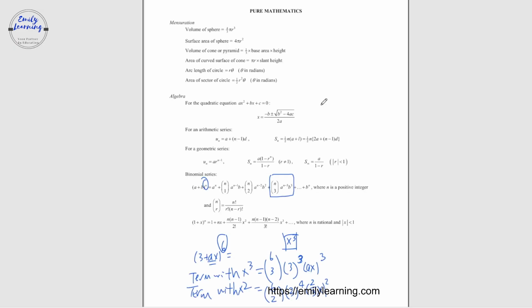Next, let's move on to question 7. So this is again another circular measure question. So we do have some circular measure formulas here, which we are likely to be using. The arc length is r theta. Area of sector is half r squared theta.